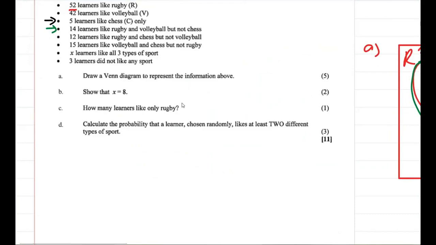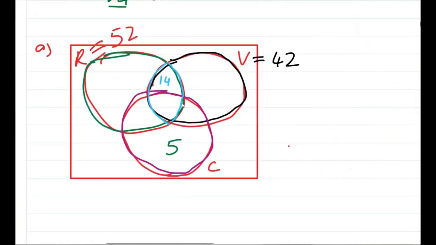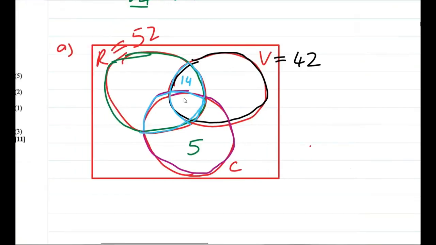Now it says 12 learners like rugby and chess, but not volleyball. So rugby and chess. Here's rugby and chess again. There's rugby and chess, but they don't like volleyball. So does this 12 come in the first place or the second place? In the first place. Good. So this is going to be 12.